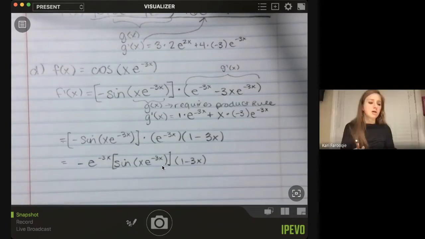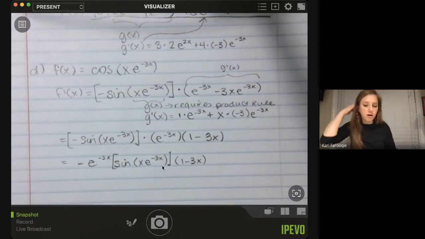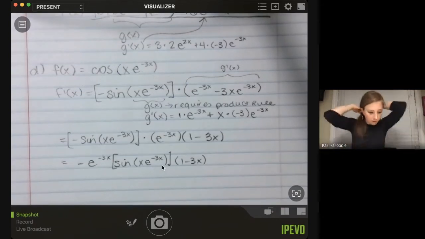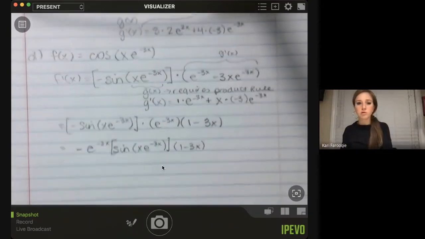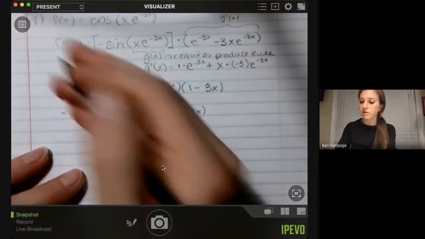All right, let's talk about another kind of exponential function where your base is not e. We don't have a ton of these examples, but you will see 1 or 2 of them in this section.